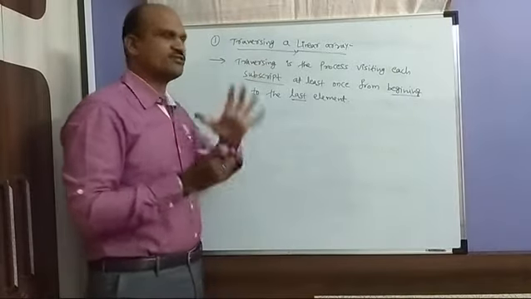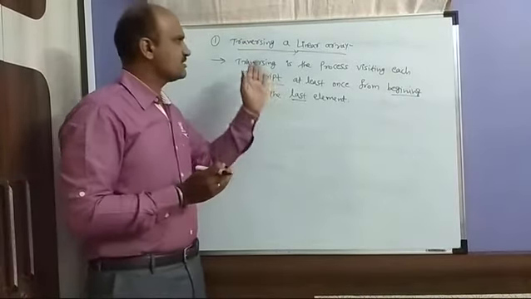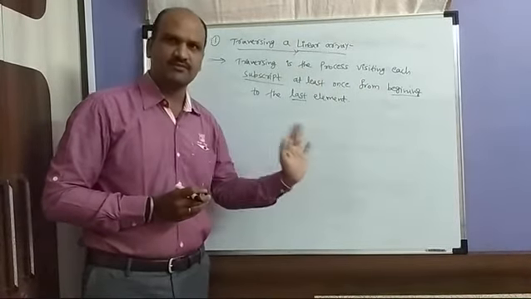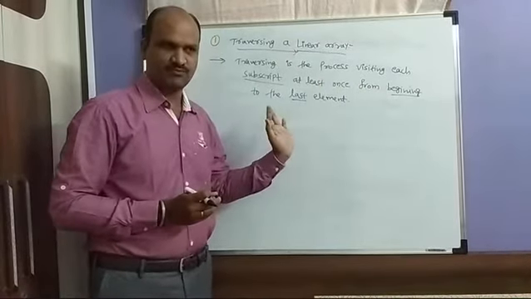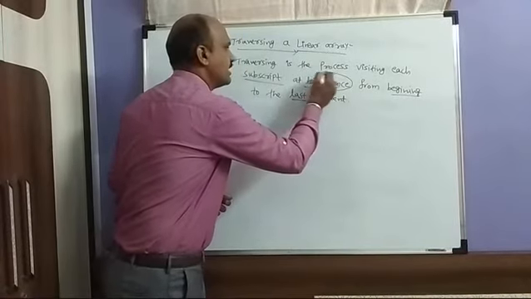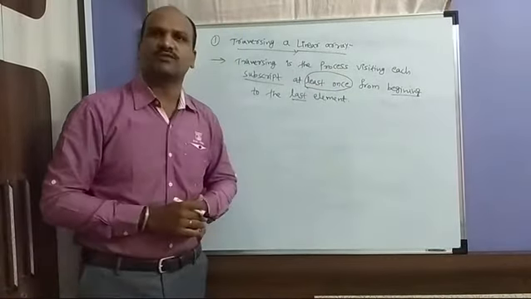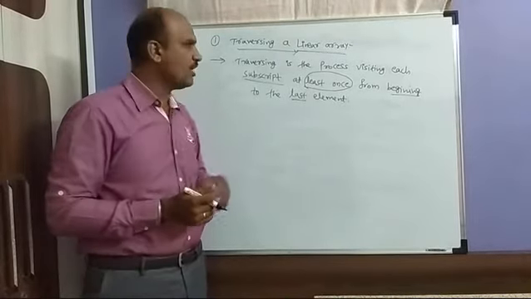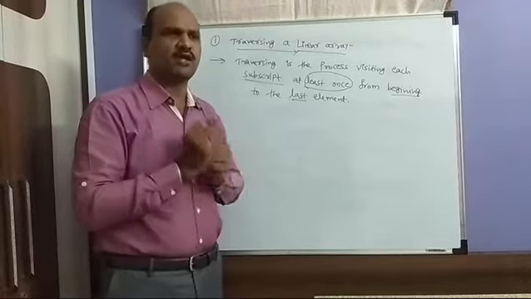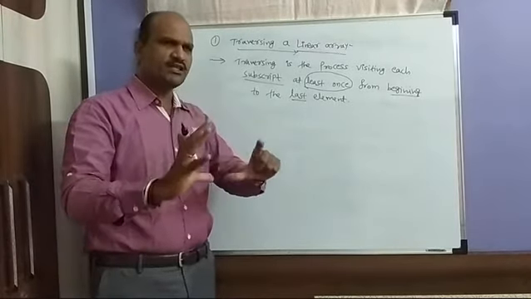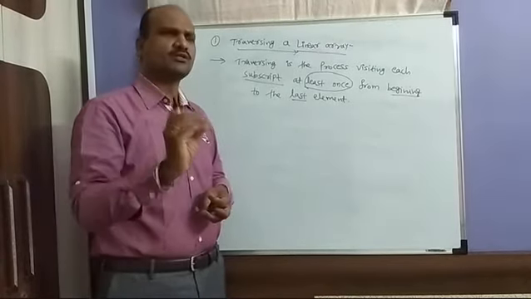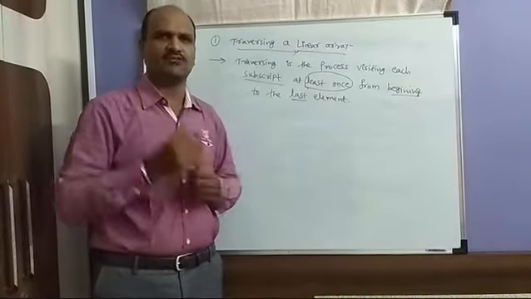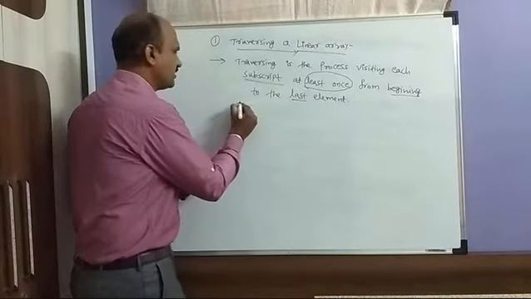That is traversing of a linear array. Traversing is the process of visiting each subscript at least once. This is very important: at least once from the beginning to the end, meaning the last element. Now it is a very simple algorithm, and directly they will give the looping statement. It is not explained fully.